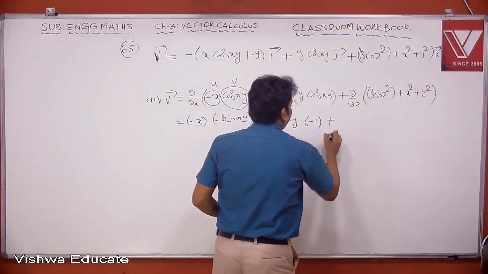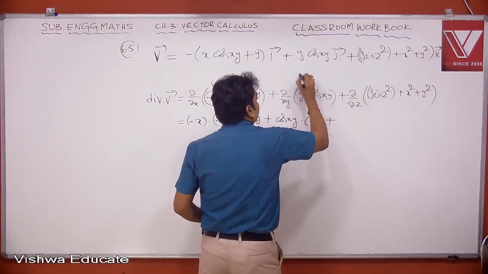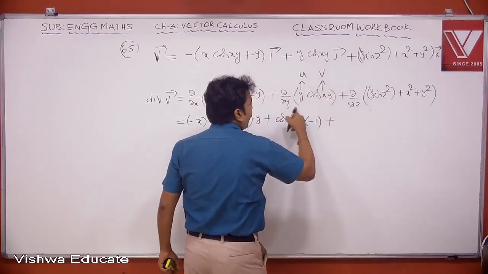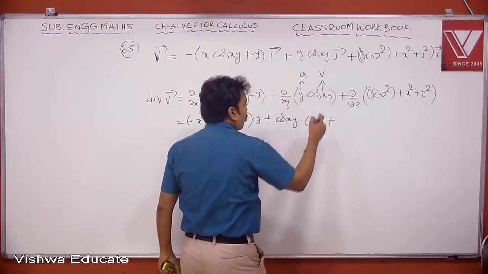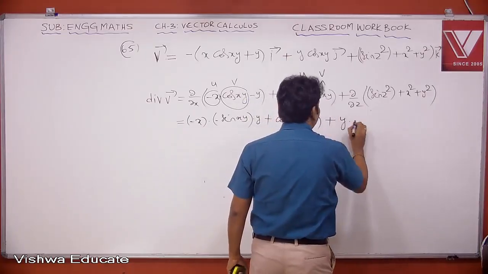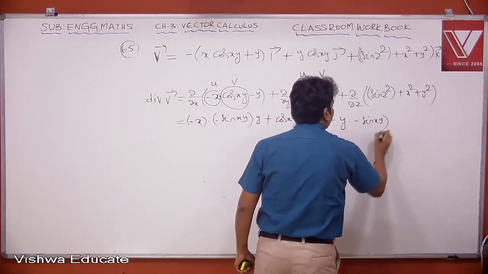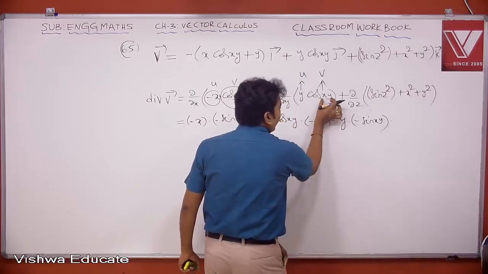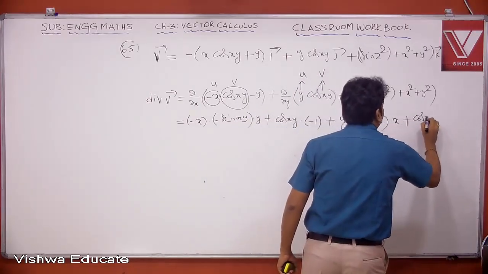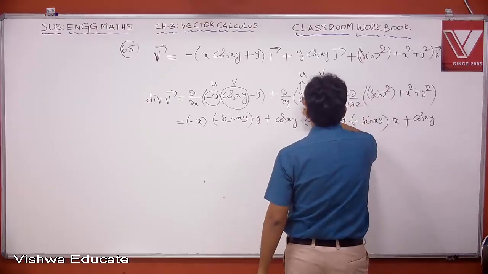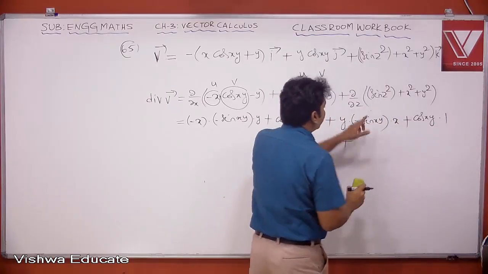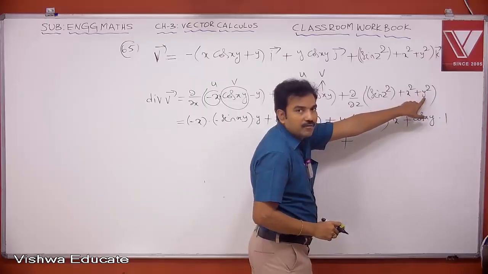Plus here also apply the product rule. This is u, a function of v, and it involves y. So dou by dou y of this. Apply the product rule here. So y into dou by dou y of cos xy, this is minus sine xy into dou by dou y of xy, this is x, plus cos xy into dou by dou y of y, this is 1. Plus this is purely a function of x and purely a function of y.